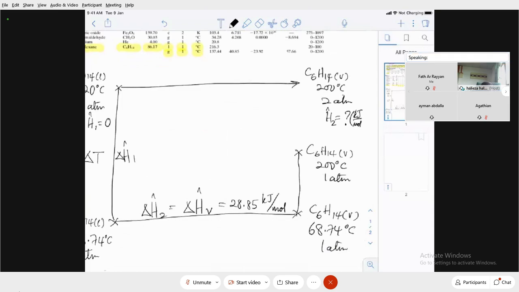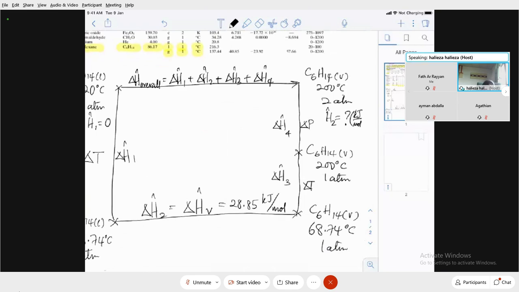What else? Change in pressure at constant temperature. Okay, that will end up with the final condition. So this is the change in temperature. This is change in pressure. That is enthalpy change number 3. That is enthalpy change number 4. So your overall enthalpy change is going to be the sum of these changes: 1, 2, 3, and 4.